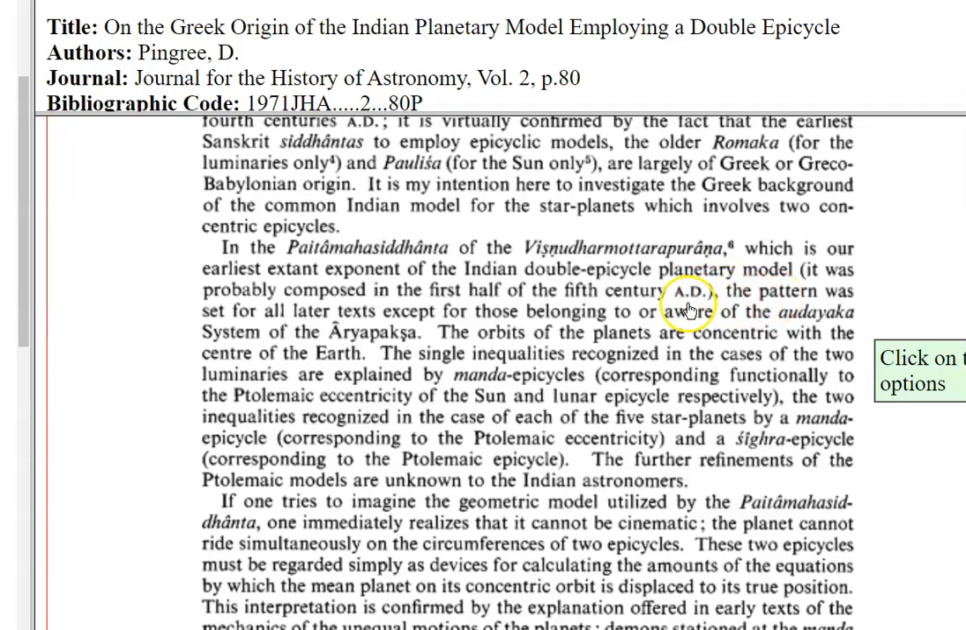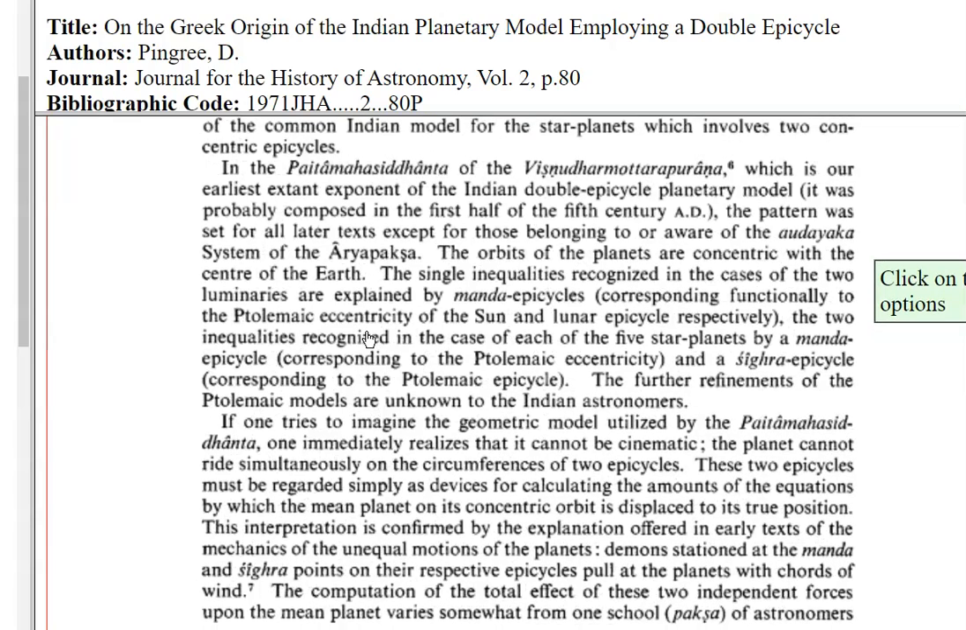The pattern was set for all later texts, except for those belonging to or aware of the Audyapaksha system of the Aryapaksha, which we will get into later. The orbits of the planets are concentric with the center of the Earth. So now this is somewhat how Aristotle would like it. He would say that's what I said. The orbits of the planets are concentric with the center of the Earth.